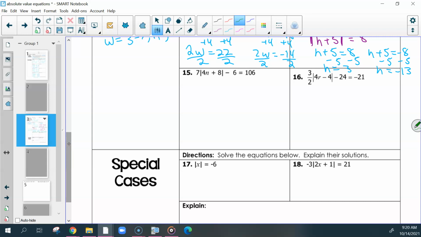So for number 16, we need to get the absolute value sign by itself. What would be our first step? Add 24 to both sides. And then how would you multiply each side by the reciprocal, multiplied by 2/3?